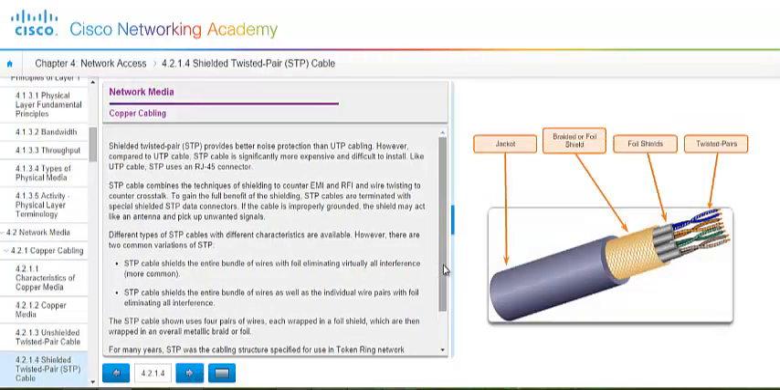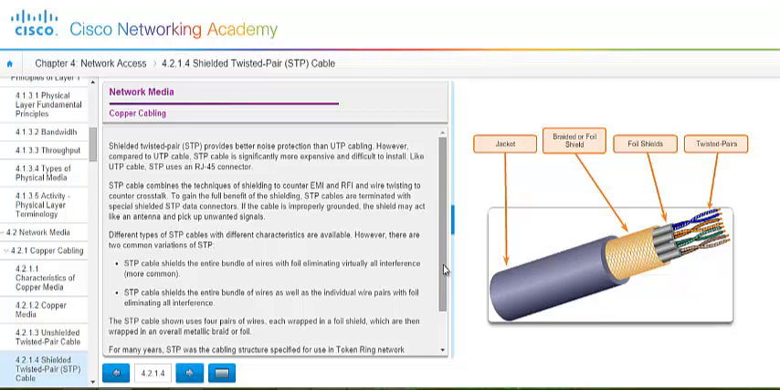Then we have our shielded twisted pair, and it provides better noise protection than the unshielded twisted pair. However, compared to the UTP, the STP cable is significantly more expensive. It's more difficult to install, and both of them use the RJ45 connectors. Your shielded twisted pair combines the techniques of shielding to counter the EMI and the RFI, and wire twisting to counteract the crosstalk that can occur.